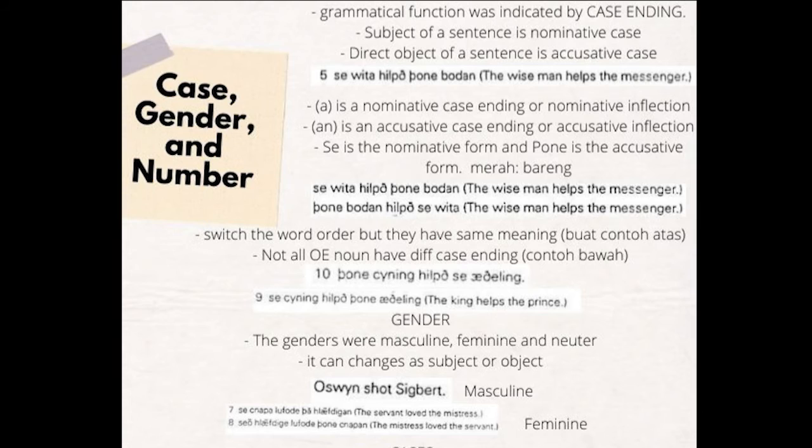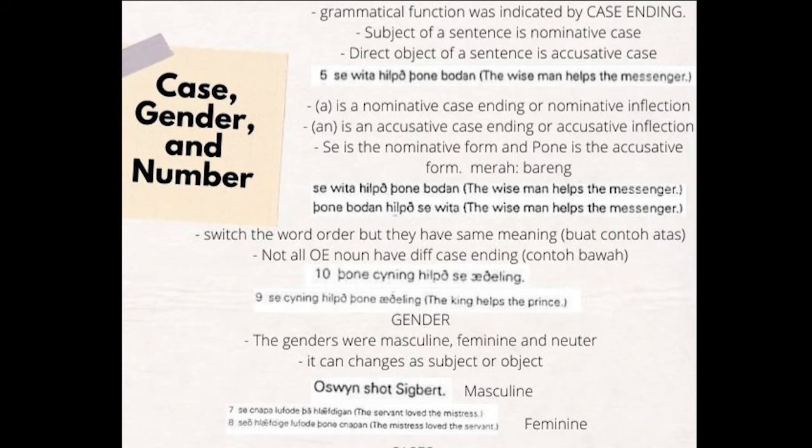And the next one is, we can switch the word order, but they have the same meaning. In the example, we can see vita as a nominative case and it changed into accusative case, but they have the same meaning, right? The wise men have the messengers. So the order is not influenced by the meaning.